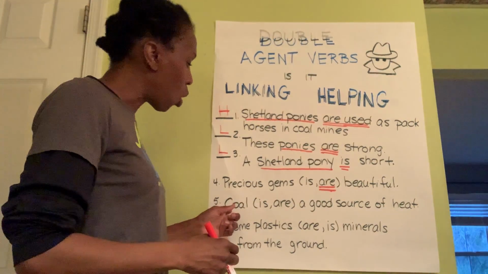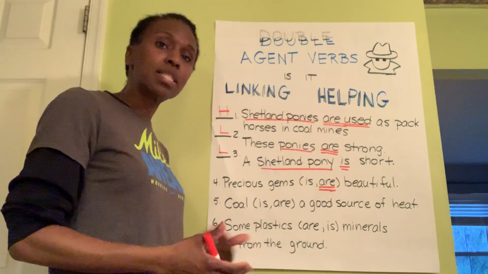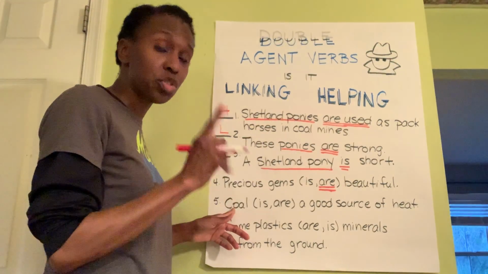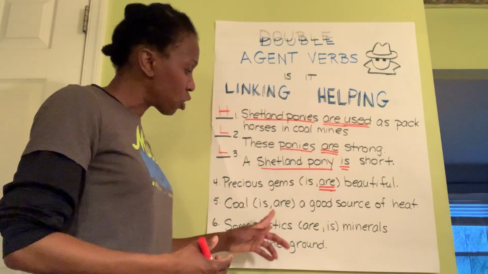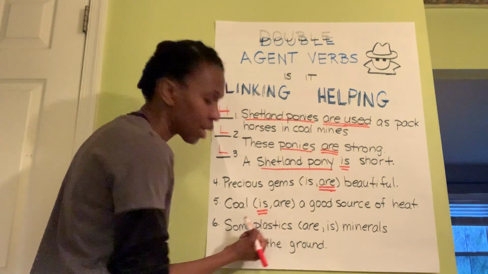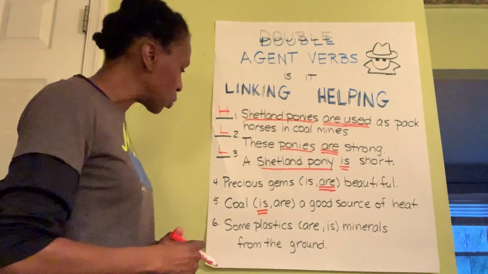Number 5, coal is or are a good source of heat. Okay, what is this sentence about? It's about coal. Okay, coal is singular. It's talking about one thing. So I need a singular verb. So between the two, guess what? It's the verb is. Okay, is singular. Coal is.